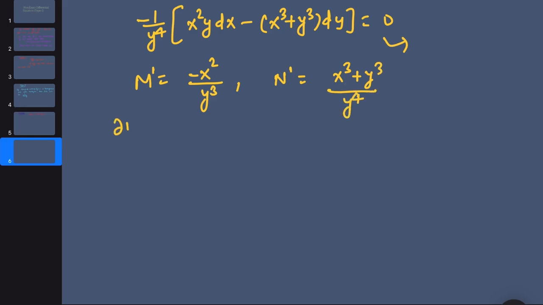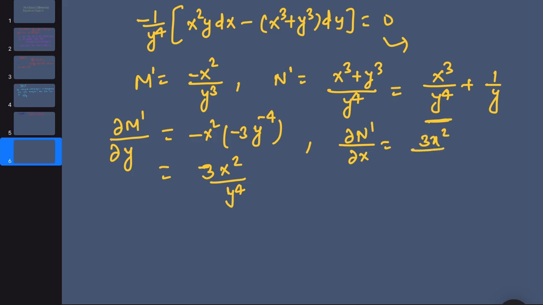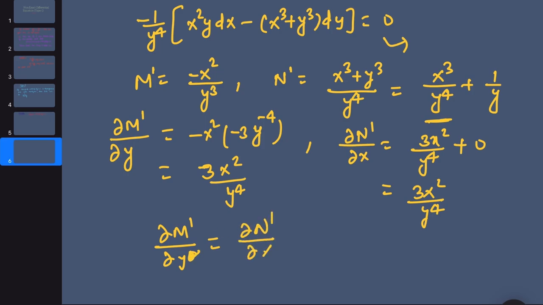Okay, so we take the partial derivative of M dash with respect to y, which equals minus x squared times minus 3 y to the power minus 4, so it becomes 3x squared over y to the power 4. And the partial derivative of N dash with respect to x is 3x squared over y to the power 4 plus 0. So we can say del M dash upon del y equals del N dash upon del x. So it is an exact differential equation.